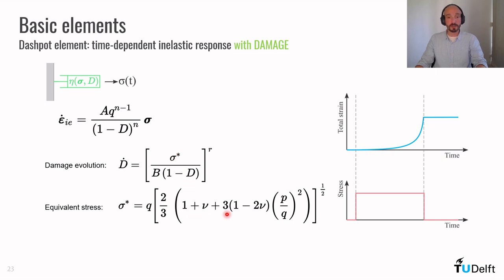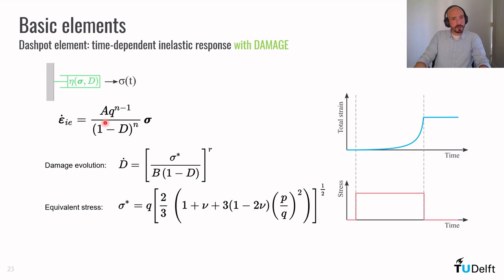So we see if the stress is constant, the sigma star will be constant, will be positive. Suppose we're in the beginning of the simulation and damage is 0. So the damage rate will be a positive number here. So this will be sigma star over B to the power R. So this equation will be a positive value, which means that damage will start to increase over time. Okay, for a constant stress.